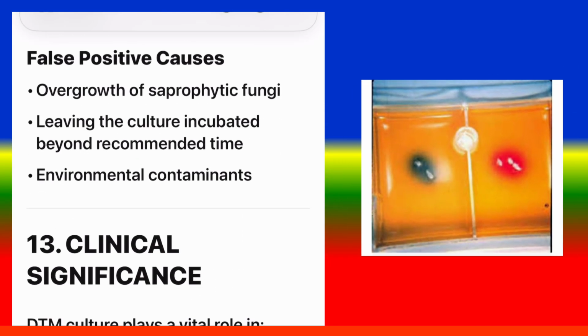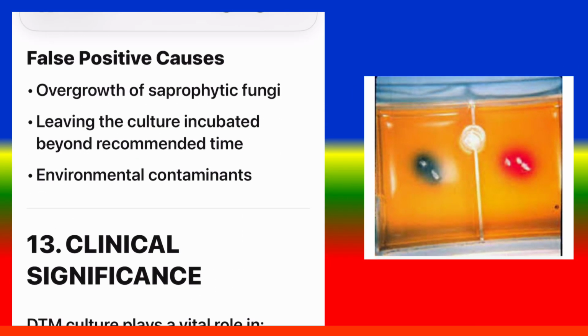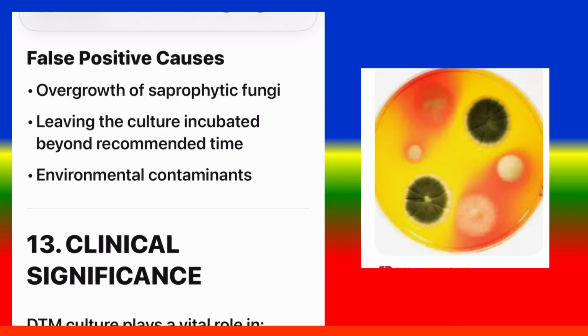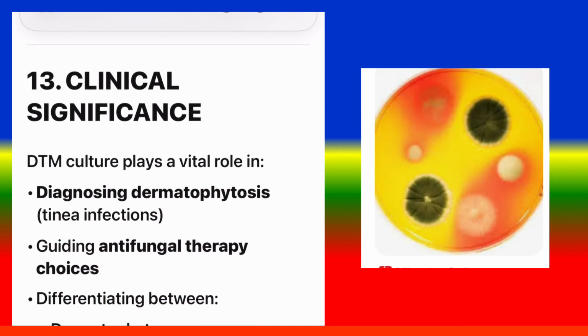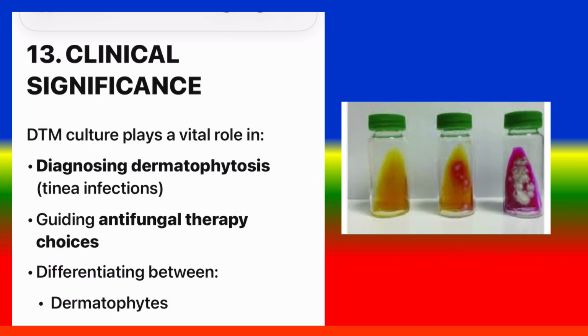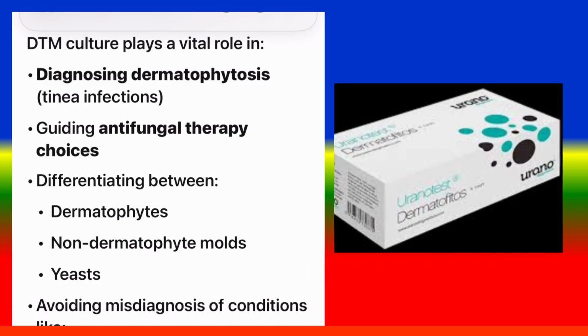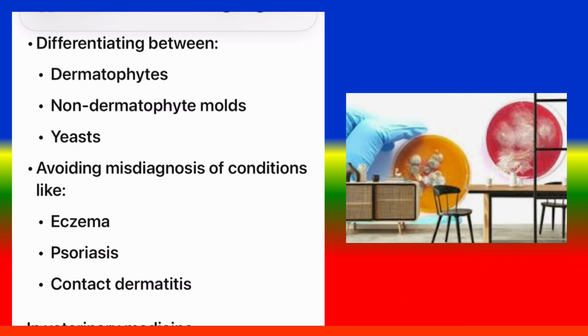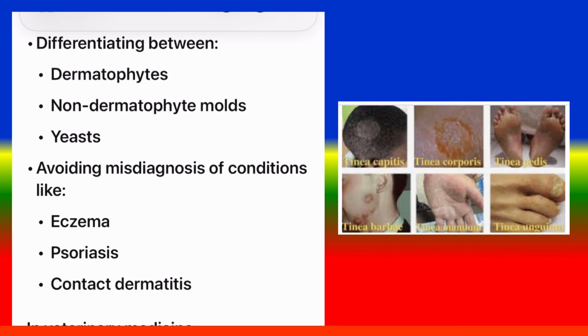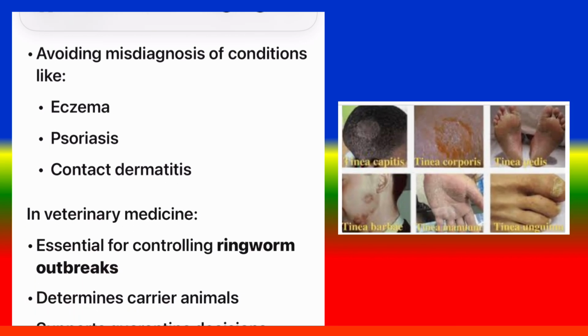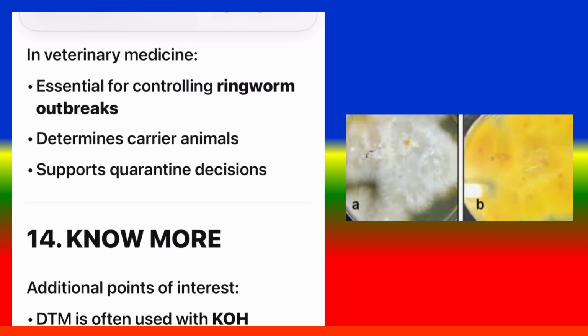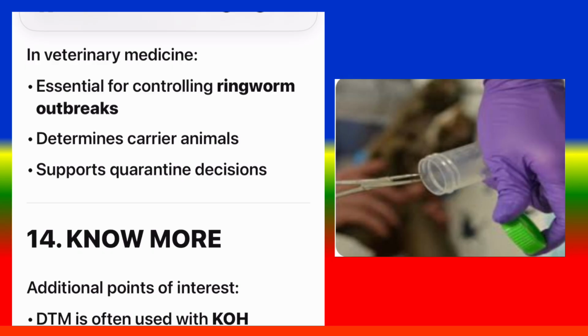False positive causes: overgrowth of saprophytic fungi, leaving the culture incubated beyond the recommended time, and environmental contaminants. Number 13. Clinical significance. DTM culture plays a vital role in diagnosing dermatophytosis and tinea infections, guiding antifungal therapy choices, differentiating between dermatophytes, non-dermatophyte molds, and yeasts, and avoiding misdiagnosis of conditions like eczema, psoriasis, and contact dermatitis. In veterinary medicine, it is essential for controlling ringworm outbreaks, determining carrier animals, and supporting quarantine decisions.